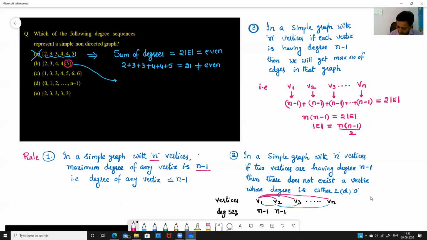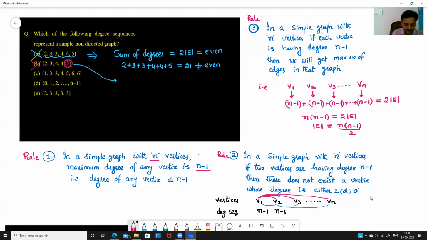So I cannot find a vertex of degree 5. Therefore, it is not a valid sequence. Quick repetition: if a graph contains 5 vertices, the maximum degree of any vertex is at most 4. We cannot find 5 by using rule number 1. Next, look at this one.